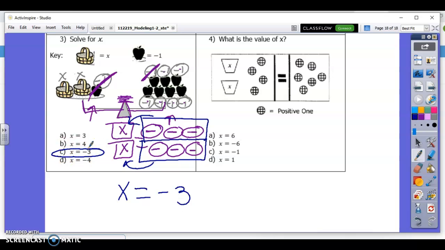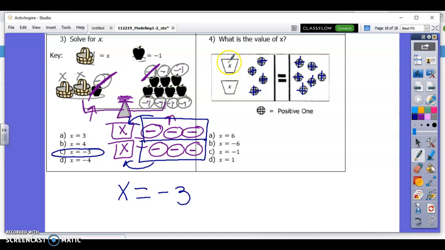Number 4. So here we go. If you look at your picture, we have X's here. So we have 2 X's. And it says for every little weird ball you see with the tic-tac-toe board, that's a positive 1. So we have positive 1, positive 1. And if you like, add that so you don't forget what it means.